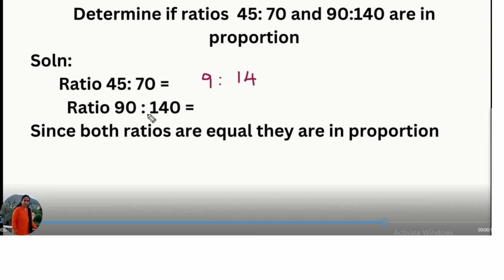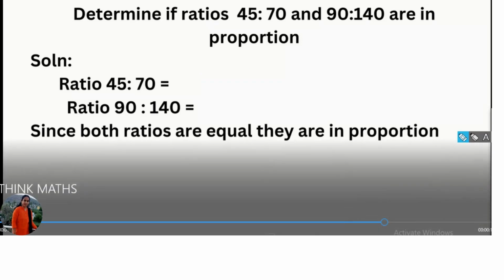So in the same way here, if we divide, you can cancel the zeros. The value will be 9 is to 14. So since both ratios are equal, we can say that they are in proportion. Okay, children, can you understand?